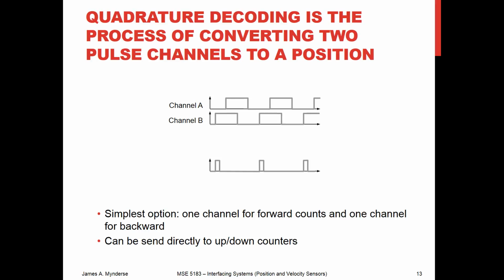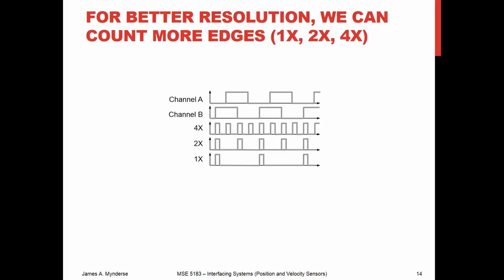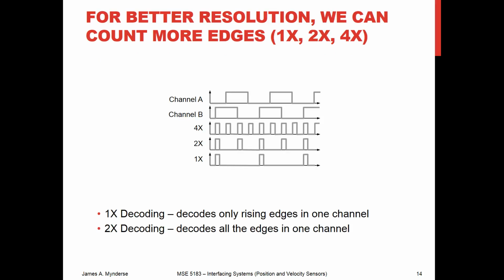So in this example, I am reading only channel B, and so this is my forward count. I'm going to read only the rising edges. But if I want to get more complex than that, I can count more edges. So I've got 1x, which is what I was just mentioning. I can look at only the rising edges in one of the channels. I can do what's called 2x, and measure all of the edges in one channel. In this case, I'm measuring the rising and the falling edges in channel B.